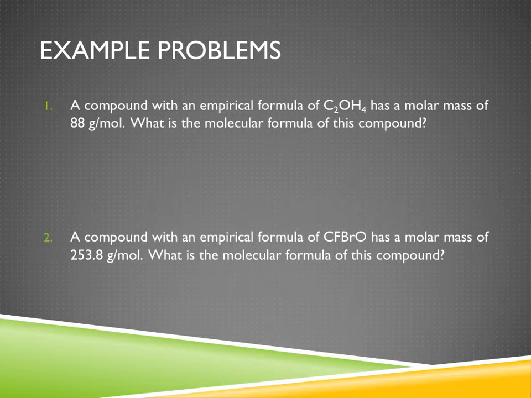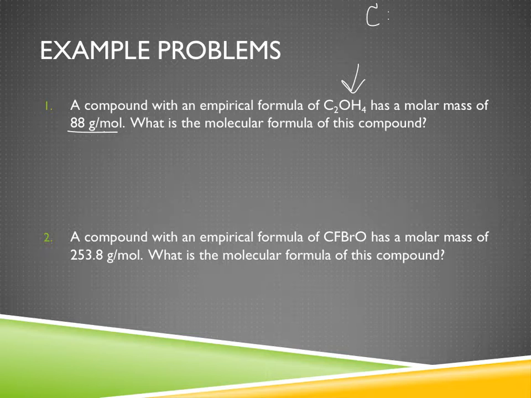Alright, so lastly, let's talk about a couple example problems. A compound with an empirical formula of C2OH4 has a molar mass of 88 grams per mole. What is the molecular formula of this compound? Alright, so let's talk about the steps. The first thing we need to do is compare the actual mass with the mass of the empirical formula. So let's over here calculate the mass of the empirical formula.